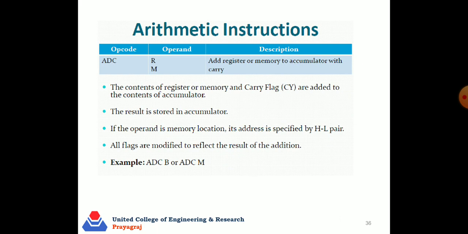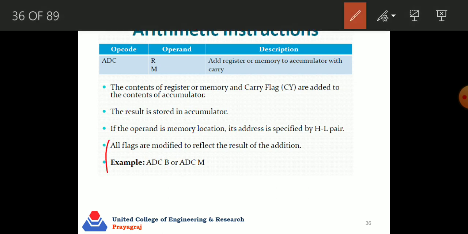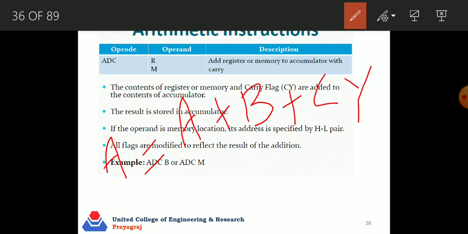Let's take the example ADC B. The meaning of ADC B is A equals A plus B plus CY. As we know, the meaning of ADD B is A equals A plus B, but here we also have C, which stands for carry. Carry may be 0 or 1. So it is added with the carry, and this instruction is generally used for multi-byte addition.